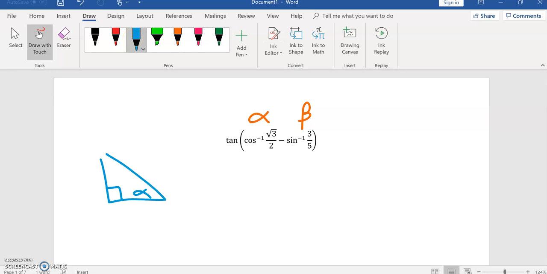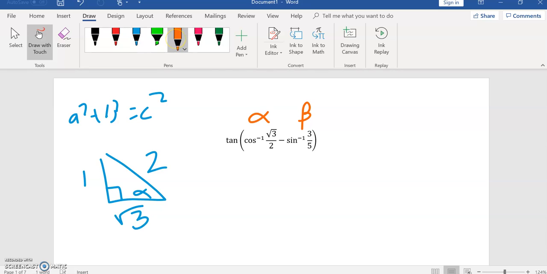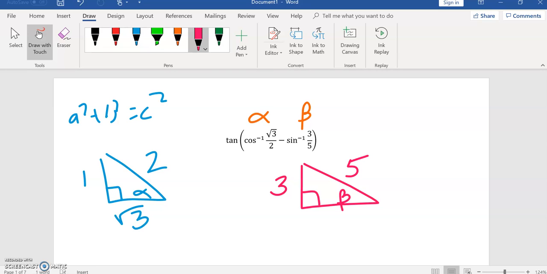So this one here, my alpha, this is cosine, so that means adjacent over hypotenuse. And then I can figure out this last side using the Pythagorean theorem. I'm just using a squared plus b squared equals c squared. C squared has to be 2 squared, so that's 4 minus 3, so that's 1, which hopefully you recognize is a special triangle. And this one over here, this is opposite over hypotenuse. Again, you can do the math from that, or you can recognize this is a 3, 4, 5 right triangle. Okay, so I've done that first.